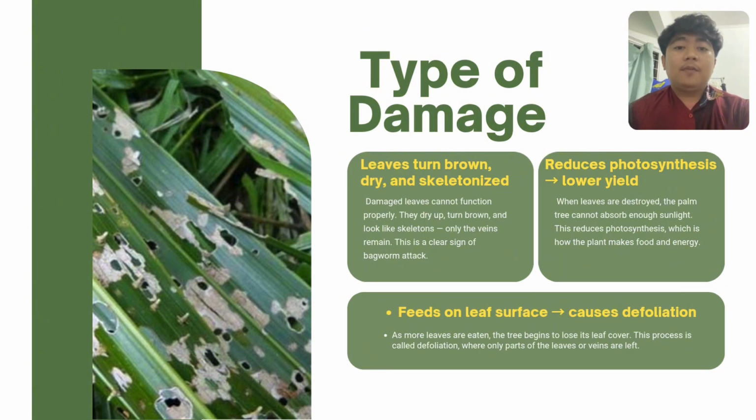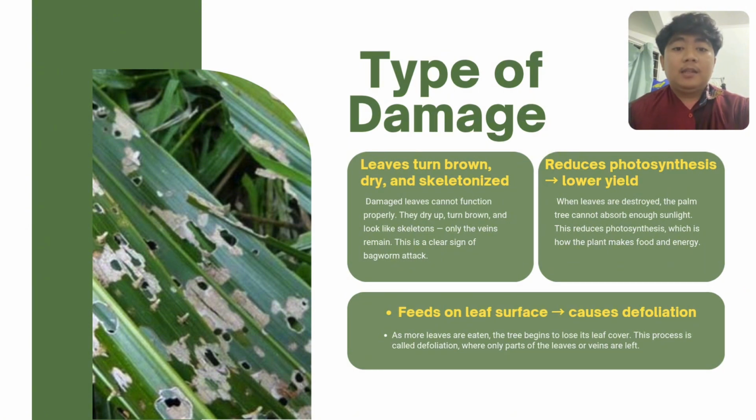Secondly, the larvae feed on the leaf surface, especially from the underside. As more leaves are eaten, the tree begins to lose its leaf cover. This process is called defoliation. The more leaf they damage, the less energy the tree can produce.